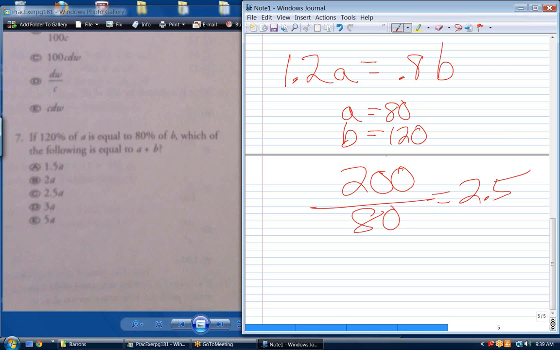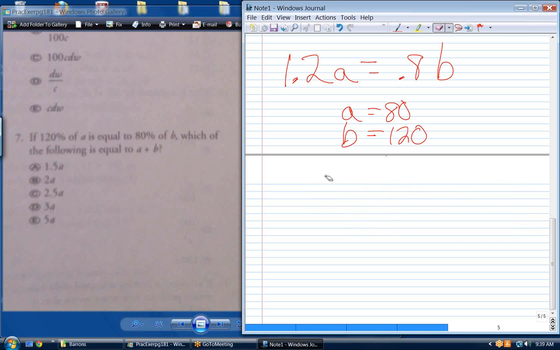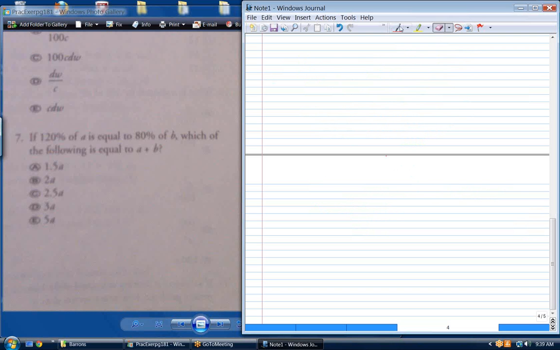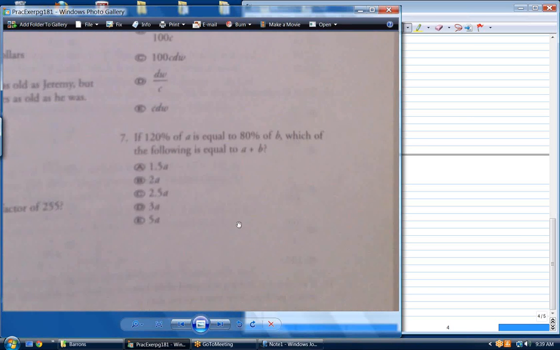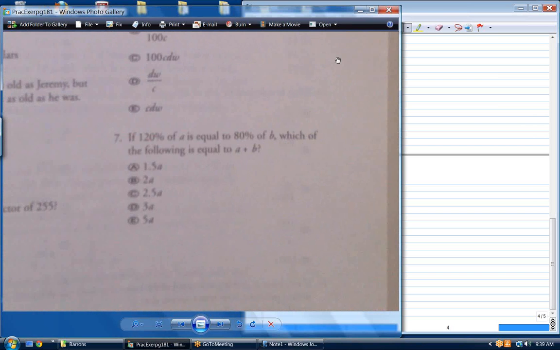Picking numbers is a lot trickier with this problem. In my mind, figuring out how to solve that by picking numbers is probably twice as hard as figuring out how to solve it just algebraically. All right, let's go on to the next page.